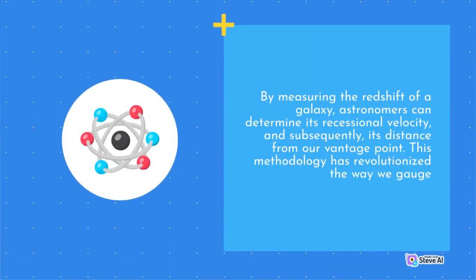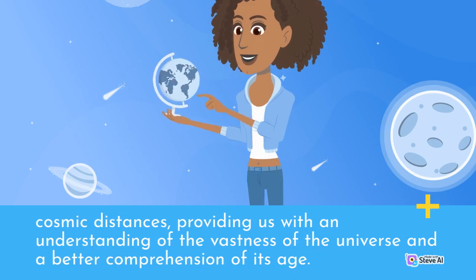By measuring the redshift of a galaxy, astronomers can determine its recessional velocity, and subsequently, its distance from our vantage point. This methodology has revolutionized the way we gauge cosmic distances, providing us with an understanding of the vastness of the universe and a better comprehension of its age.